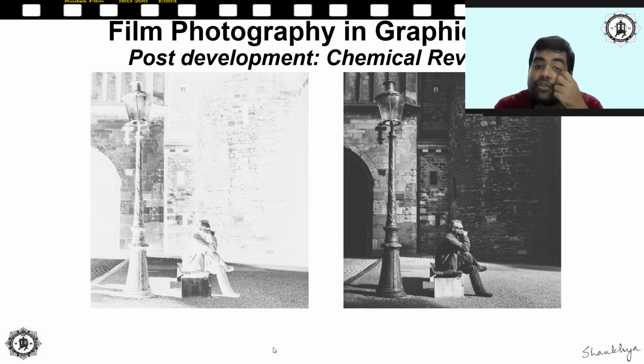Next, we come to another process which is known as the chemical reversal. Now, reversal means that instead of film photography, or instead of a process camera being used to create a positive from a negative, this can be done through negative reversal also. This can be done through a chemical process also.